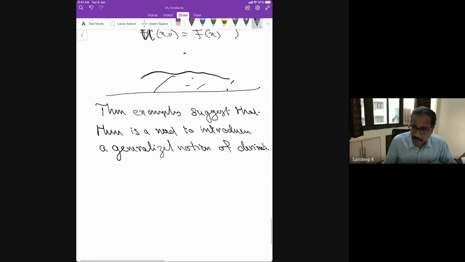That means we may have to generalize functions to more general objects, and then correspondingly generalize the notion of derivatives. So in the new sense, even some functions like mod x, which are not differentiable, are differentiable in a general sense. So this is our aim. Before going further, let me just make some observations.